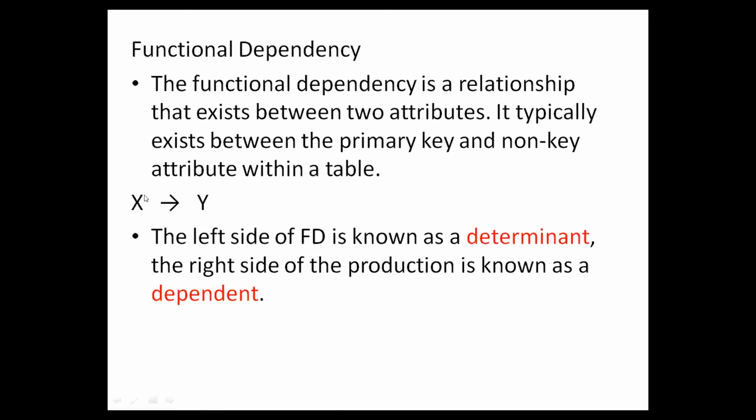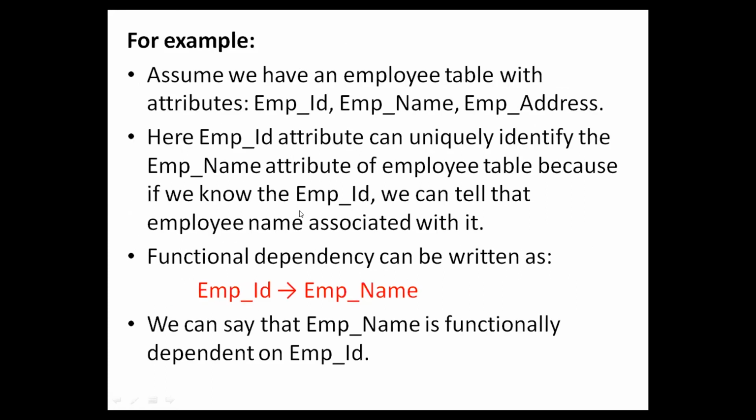We say X tends to Y, right? X is a determinant and Y is called a dependent, or you can also say Y is dependent on X. X is called the determinant and Y is called the dependent. So this is functional dependency. I'll show you one example. Employee ID is your primary key and there is employee name. So we say employee name is functionally dependent on employee ID.